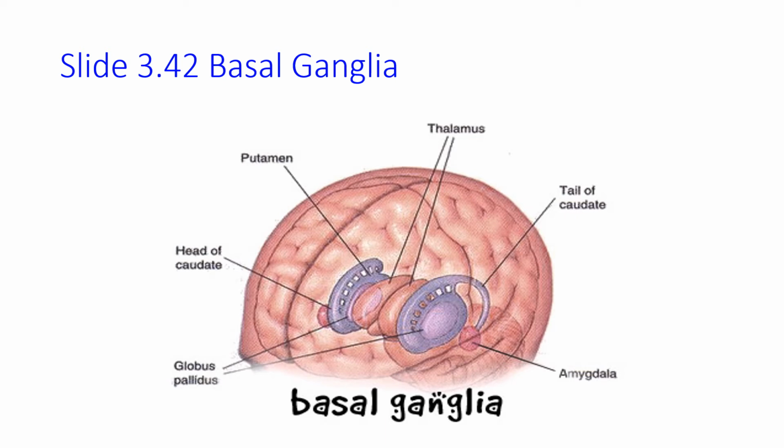Now I want to move up into the last area of the central nervous system that we are going to talk about, and that is the telencephalon. And the first area I want to look at associated with the telencephalon is an area called the basal ganglia.